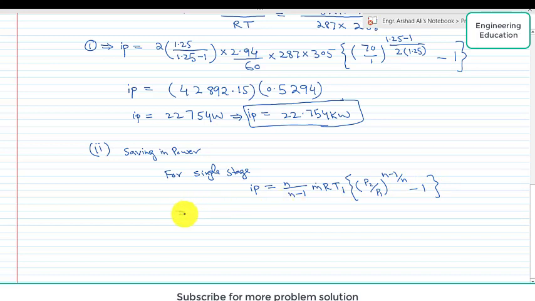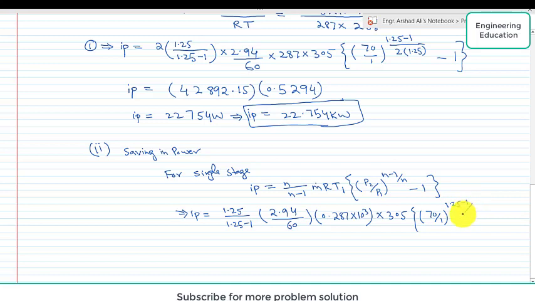So putting the values, indicated power is equal to 1.25 over 1.25 minus 1 into 2.94, converting this into kilogram per second divided by 60, into 0.287 into 10 raised to power 3, or we can directly write it 287, into 305, which is T1, into (70 by 1) power (1.25 minus 1) by 1.25 minus 1.